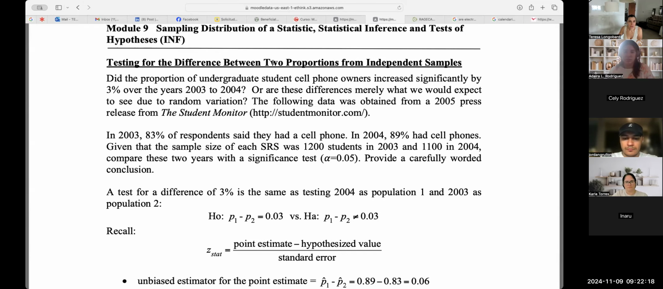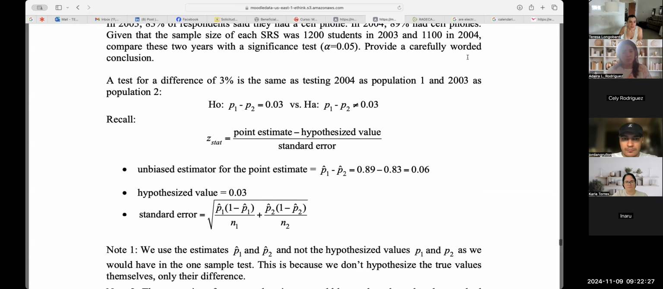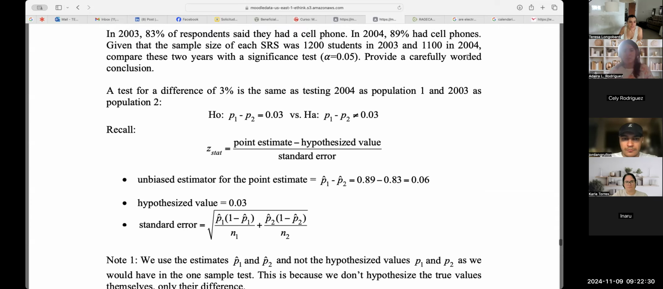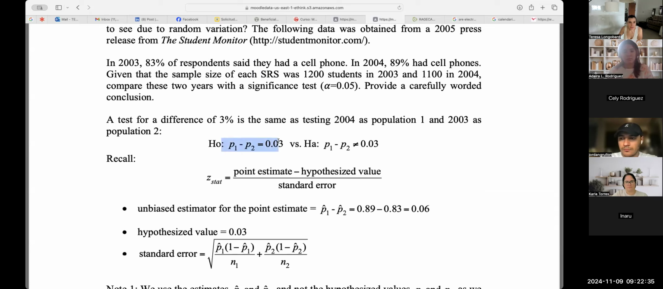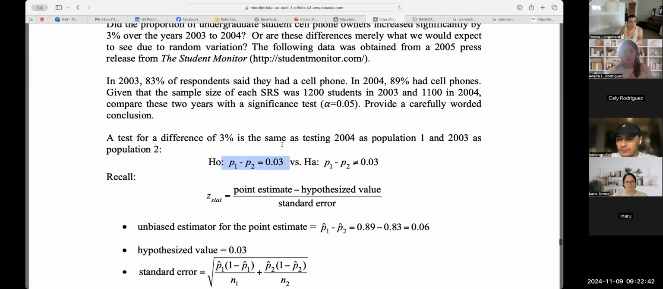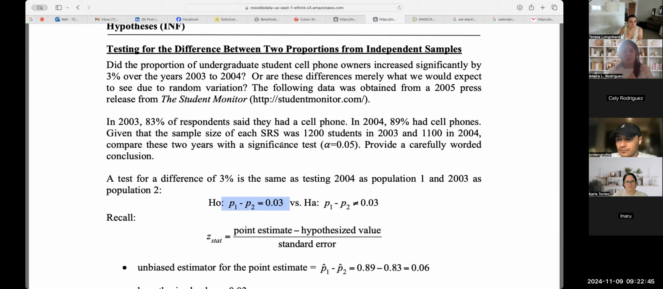Basically, we start with two proportions, but then you can also do it for two means. And then there are different conditions and different ways to do it. This looks similar here. Okay, so let me step through it. So here you have the hypothesis test that the difference is equal to 0.03. This is about respondents to the question of whether students have a cell phone.